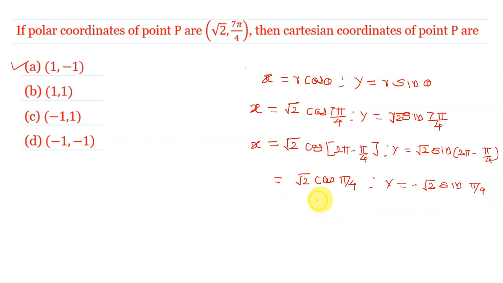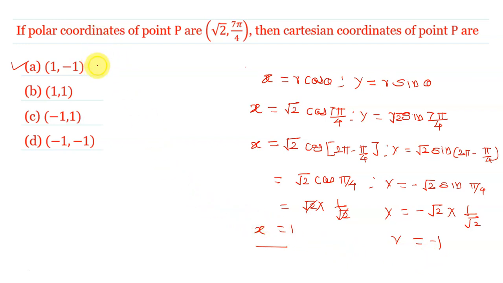Now sine pi by 4 means what? 1 by root 2, and cos pi by 4 is also 1 by root 2. If I write 1 by root 2 for the value of cos of pi by 4, this root 2 gets cancelled and you will get x equal to 1. And what about y here? y is root 2 sine of pi by 4, which is again 1 upon root 2, and therefore y is equal to minus 1. Hence the coordinates, where x is positive and y is negative, match option A.